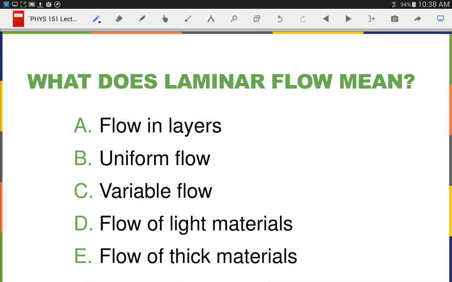So the picture with, we got a clicker question, then the picture with viscosity. What does laminar flow mean? So this is just the word laminar.